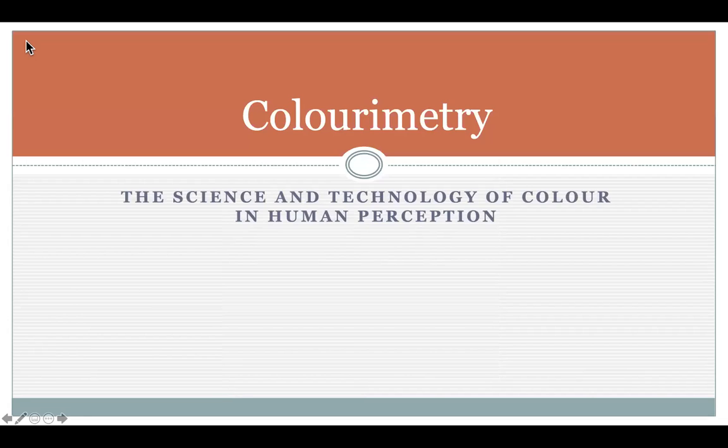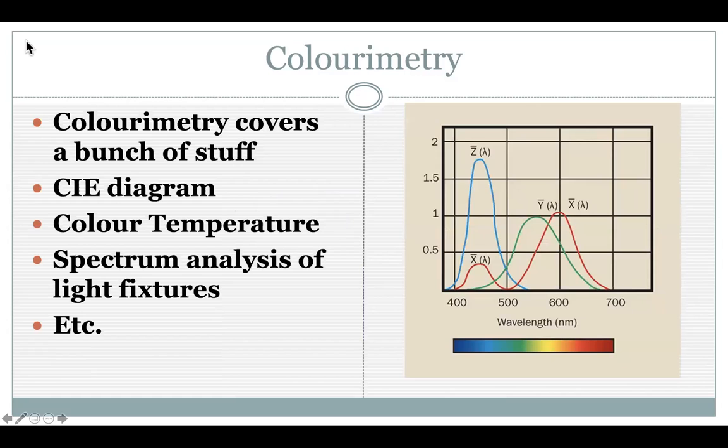All right, and then a quick chat about colorimetry. And that is basically the science of color and perception. What I want to chat about here briefly, as we talk about light sources and white balancing, is just how the sources produce light. Colorimetry is a big topic, and I don't want to belabor it. There are only a couple of slides here, and we're just going to wrap up. But the CIE diagram, the color temperature, spectrum analysis of light fixtures, et cetera, these are all things that are covered by the science of colorimetry.